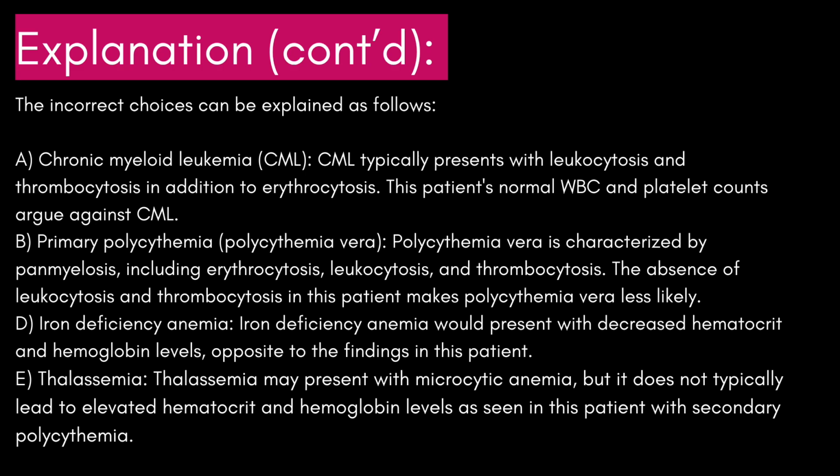D. Iron deficiency anemia. Iron deficiency anemia would present with decreased hematocrit and hemoglobin levels, opposite to the findings in this patient. E. Thalassemia. Thalassemia may present with microcytic anemia, but it does not typically lead to elevated hematocrit and hemoglobin levels as seen in this patient with secondary polycythemia.